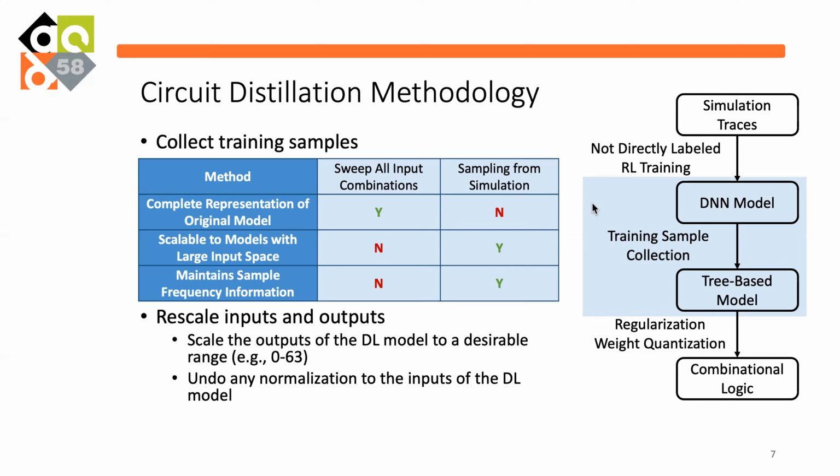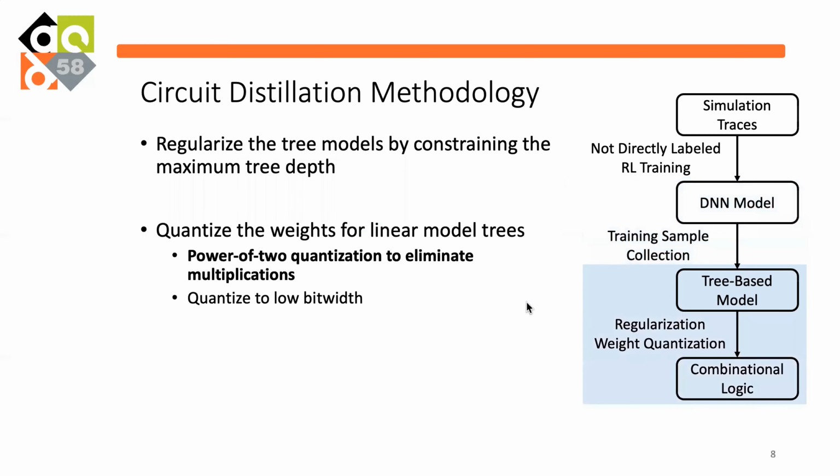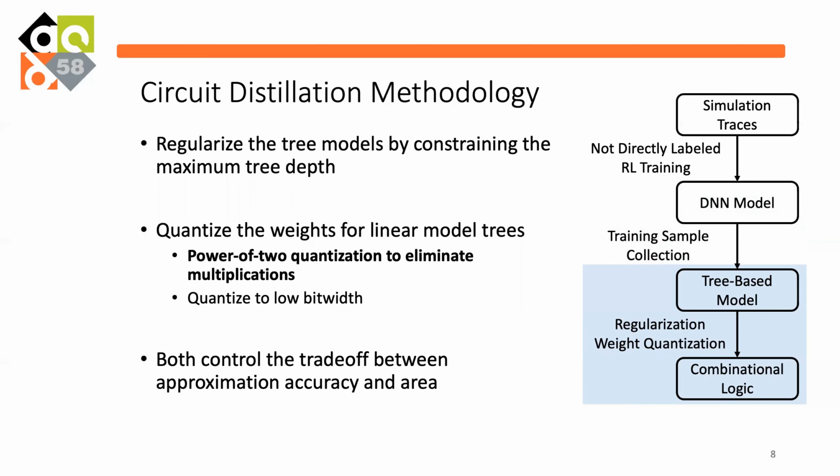Before training the tree model, the inputs and the outputs of the DNN models must be rescaled to simplify the hardware implementation. After we get the tree model, we can regularize and quantize it to make it more area efficient. We can regularize the tree models by constraining the maximum tree depth or quantize the weights of linear model trees. In this work, we use power of two quantization to completely eliminate multiplications and simplify the hardware as much as possible. Both regularization and quantization control the trade-off between accuracy and area.